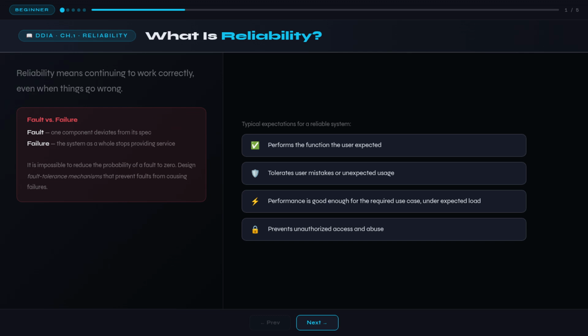If those 4 things together mean working correctly, then we can define reliability as meaning continuing to work correctly even when things go wrong. The things that can go wrong are called faults. A system that anticipates faults and can cope with them is called fault-tolerant or resilient.